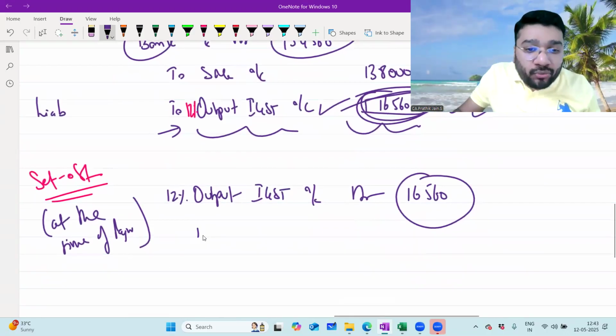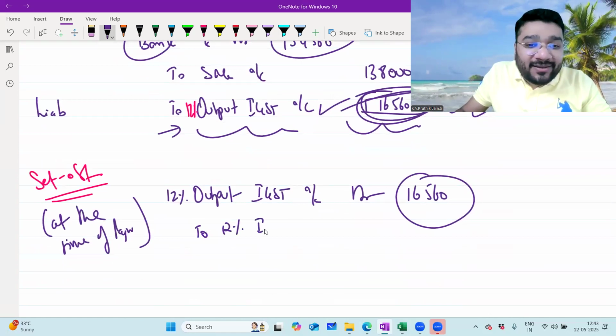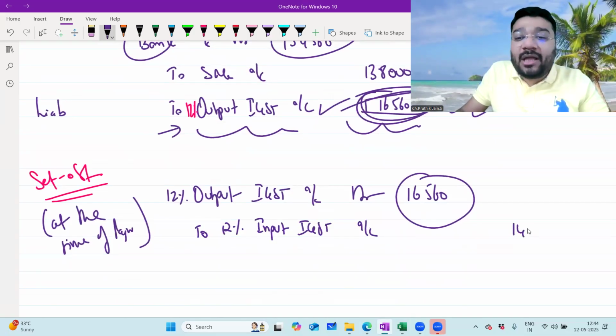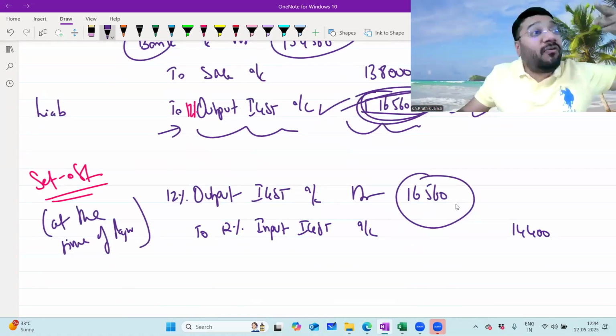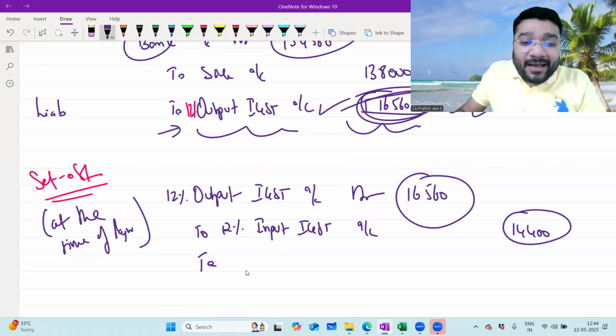So now, 12% input IGST account, 14,400. The liability of 16,560 is knocked off against the asset of 14,400. Now the balance money, how much will you pay to the government? To bank.